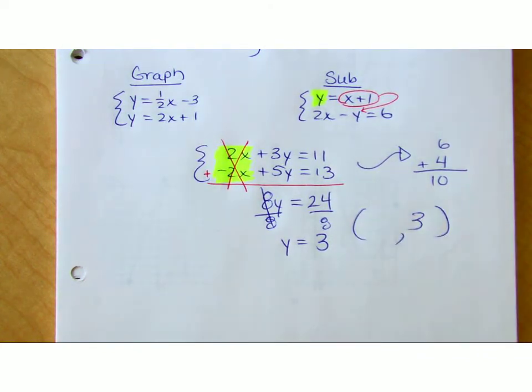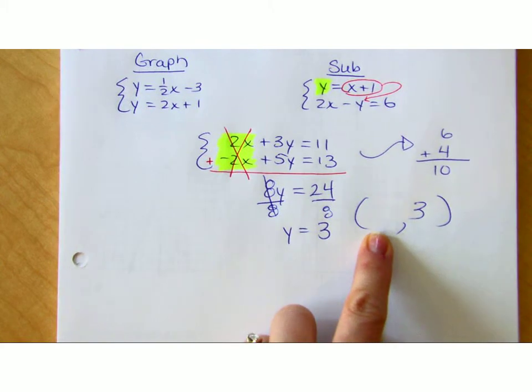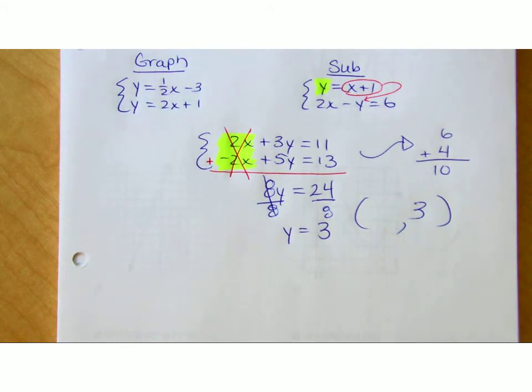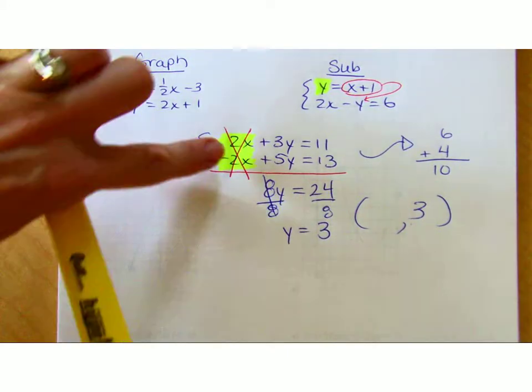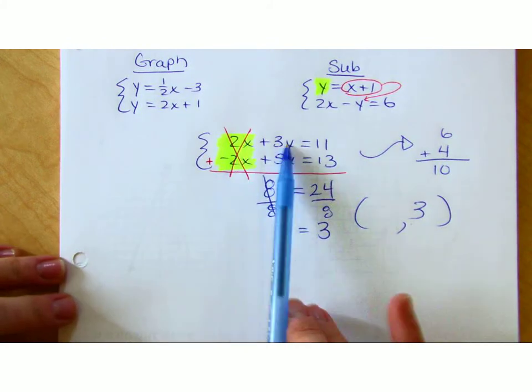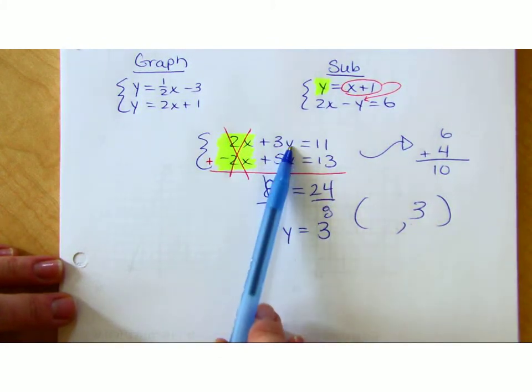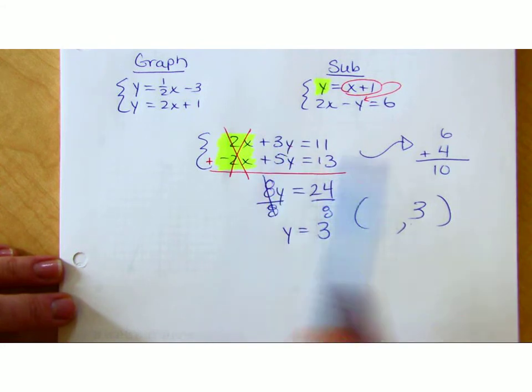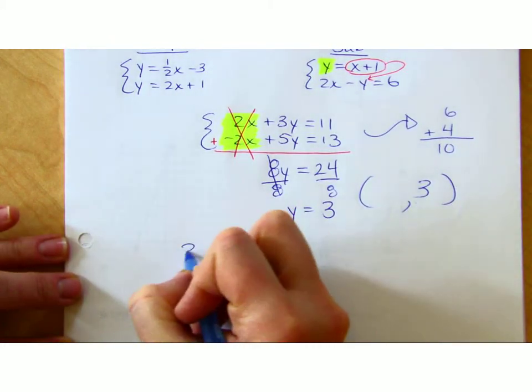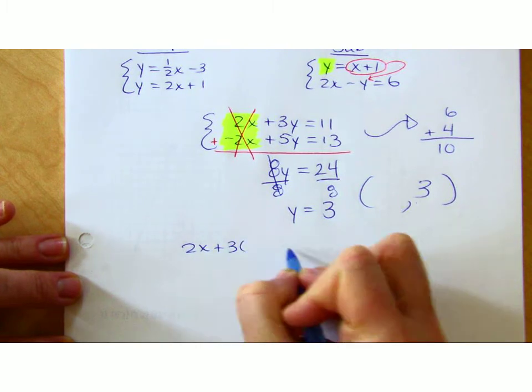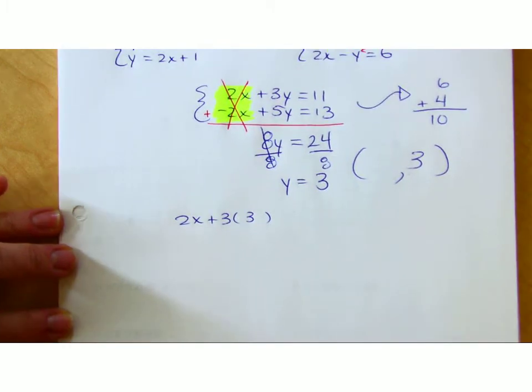And the beautiful part about elimination is step 2, to find your second coordinate, is exactly the same as substitution. Once you know one, you plug it into the equation to find the other. This second step is a little bit crazier because they're in standard form. So I'm going to take y, which is 3, and put it here or here. I'm just going to use the top equation. So I'm going to say 2x plus 3 times y, which I just found to be 3, equals 11.